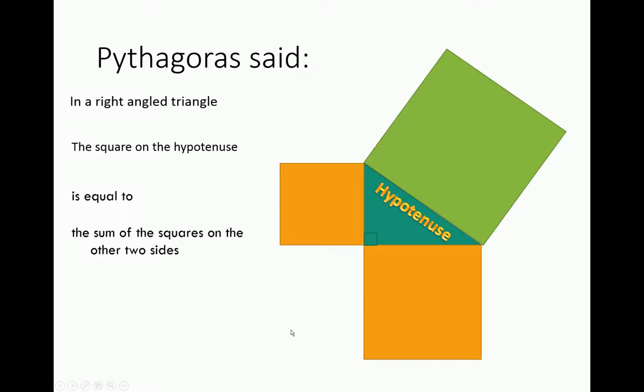Now we can turn that into some algebra. So if we give each side on the triangle a name, so this is side A, this is side B, and this is side C, then we can work out what the area of each of these squares would be in terms of A, B and C.